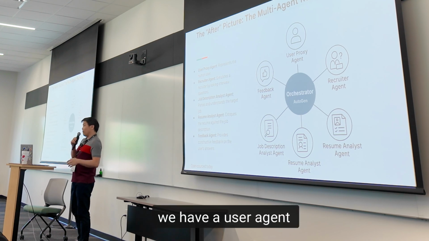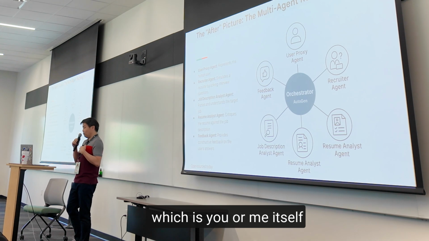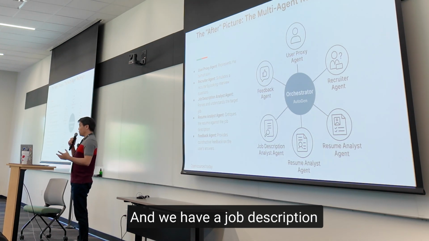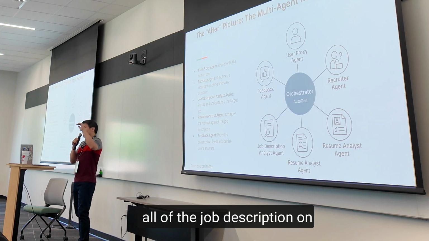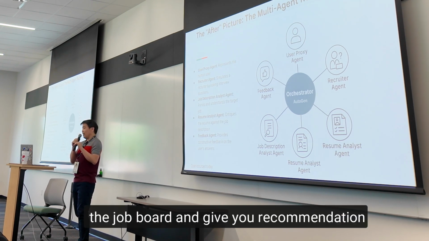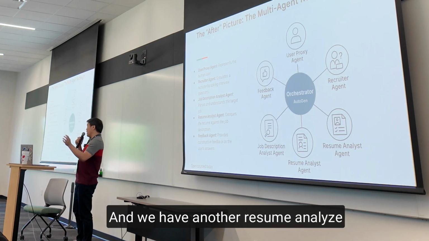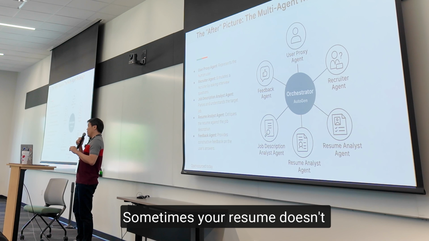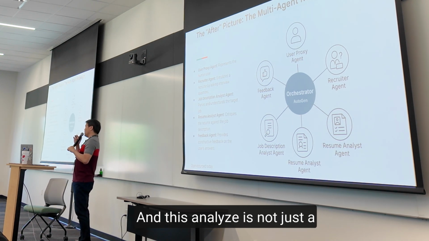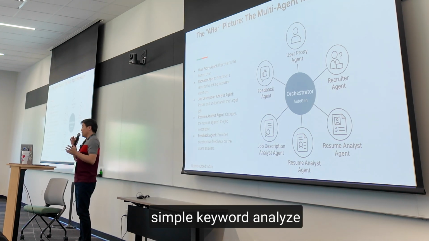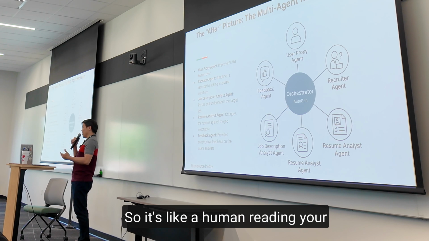For example, right here we have the user agent, which interacts with the user, which is you or me. And we have a job description analysis agent, which analyzes all of the job descriptions on the job board and gives you recommendations on what skills you need. And we have another resume analysis agent. Sometimes your resume doesn't match the job description. And this analysis is not just a simple keyword analysis. It analyzes how you write your resume. So it's like a human reading your resume for you.